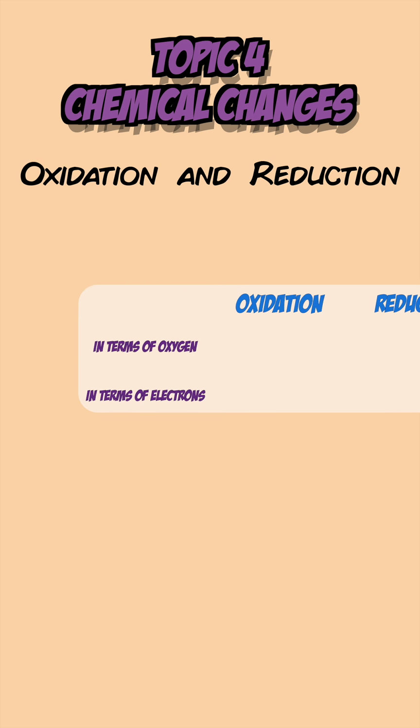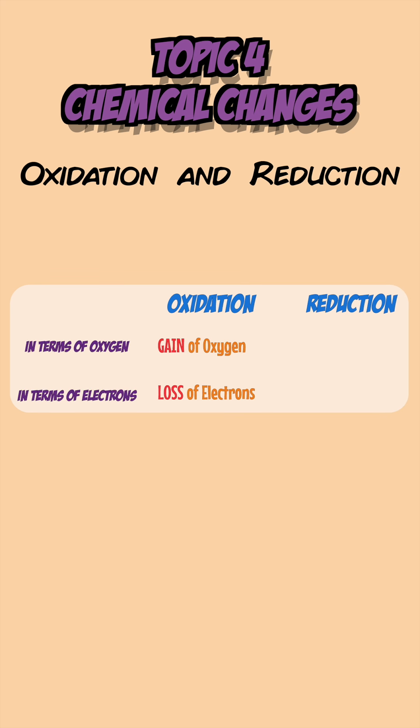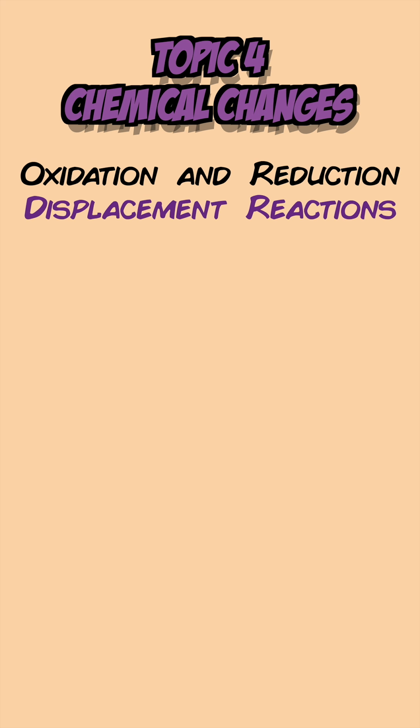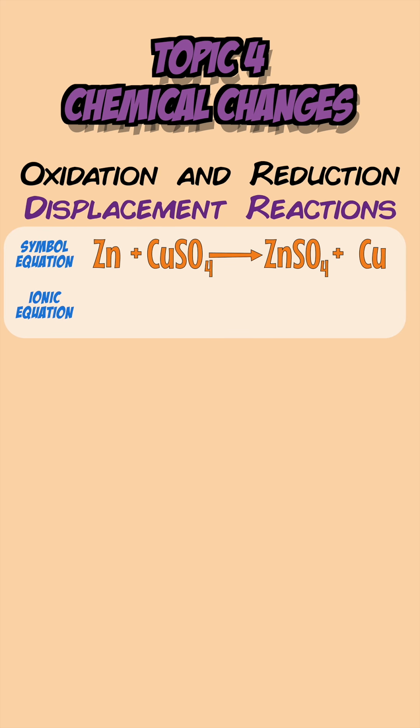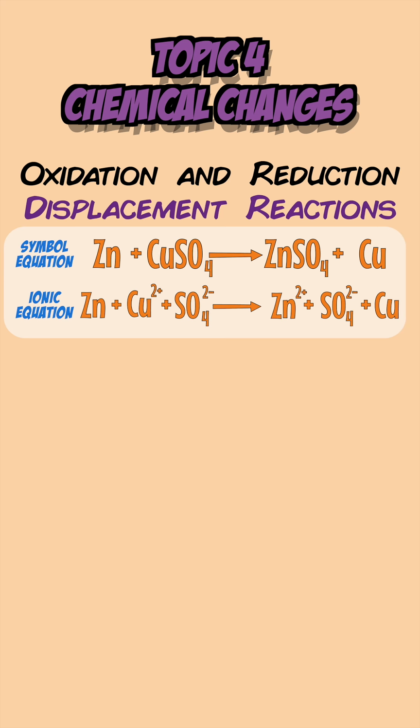Oxidation can be defined as either the gain of oxygen or the loss of electrons, and reduction can be defined as the loss of oxygen or the gain of electrons. An example of redox reactions are displacement reactions. From the normal equations here, you can write the ionic equation by splitting the compounds up into their ions.